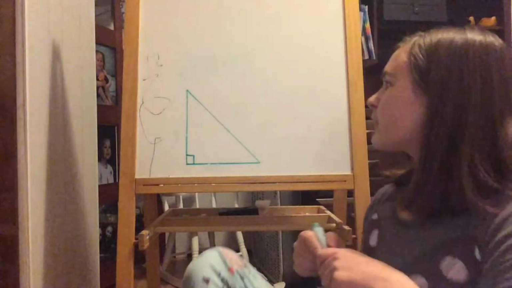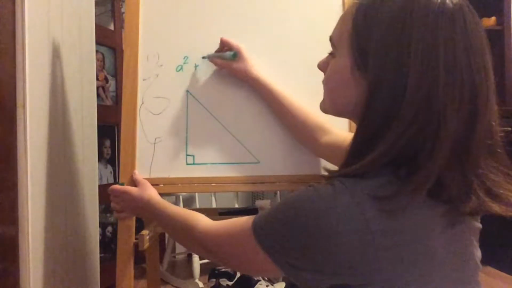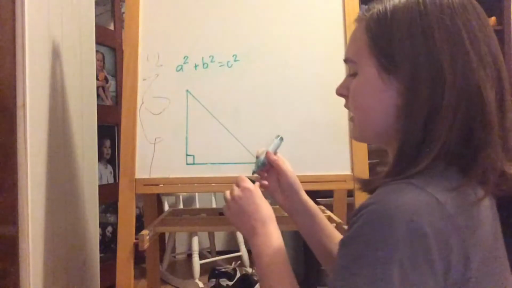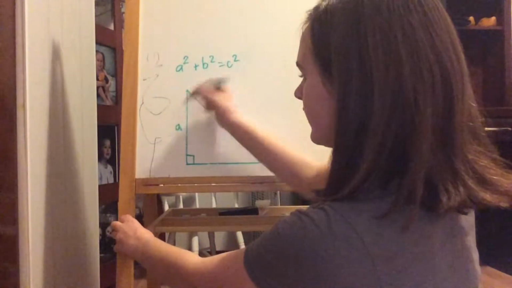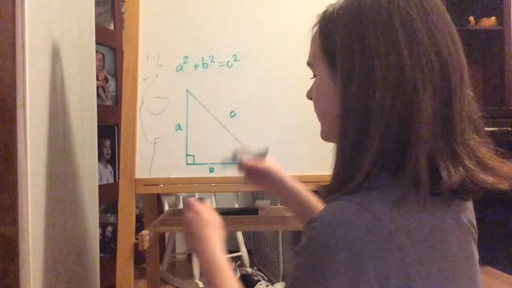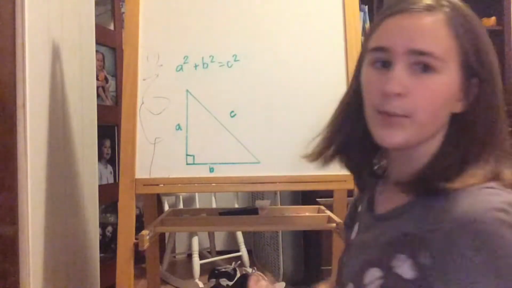Next, I'm going to be teaching you Pythagorean theorem. The equation for this is a squared plus b squared equals c squared. This means the length of a squared plus the length of b squared equals the length of c squared. A and b are the legs and c is the hypotenuse.